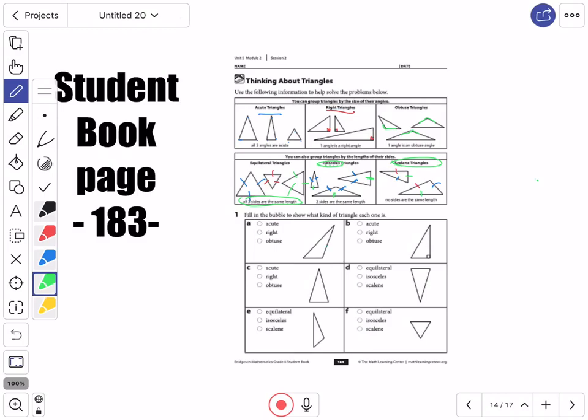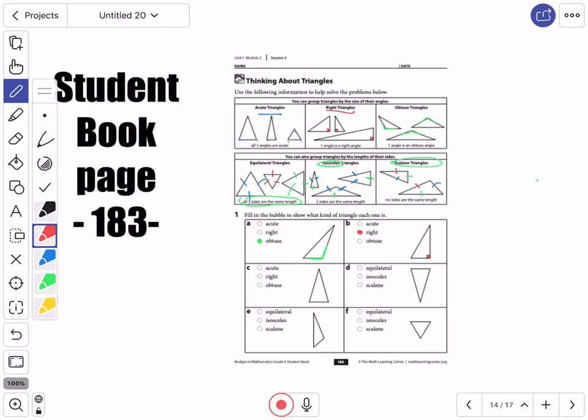Okay, so for number 1, it says fill in the bubble to show what kind of triangle each one is. So for number 1, if you look at it very carefully, it's either acute, right, or obtuse. If you look very carefully at this triangle right here, you can see that it has that one obtuse angle. As long as it has one obtuse angle, my friends, it is an obtuse triangle.